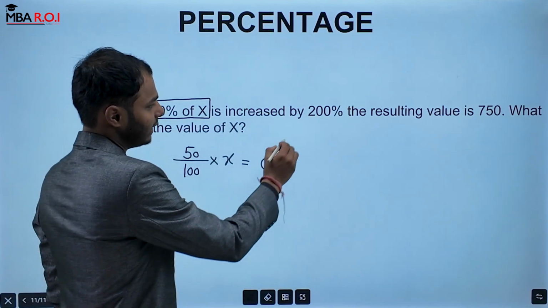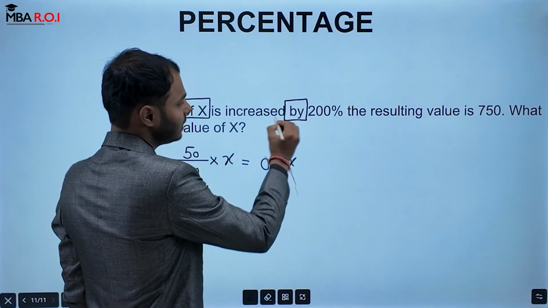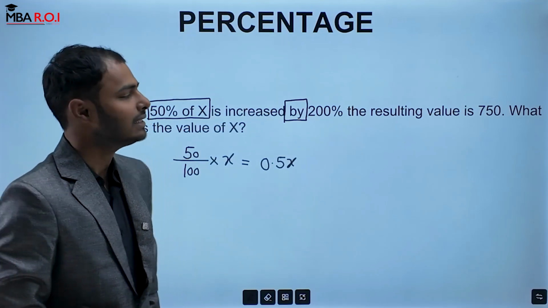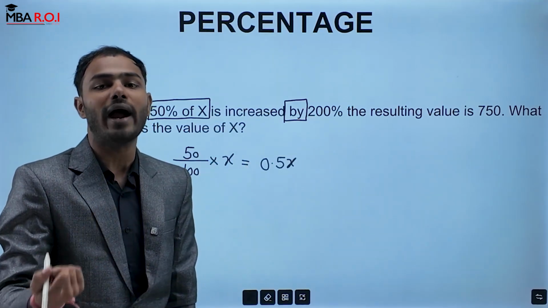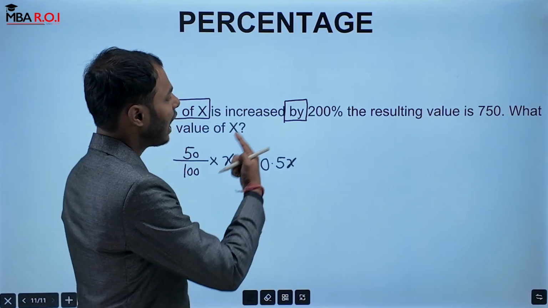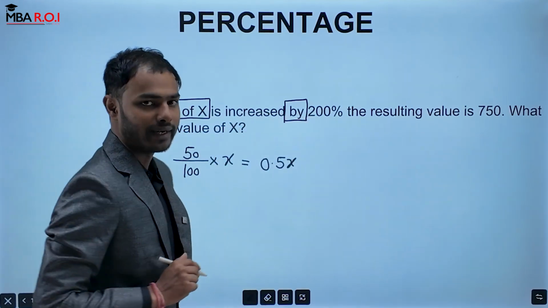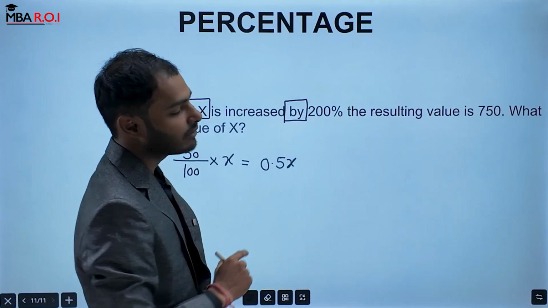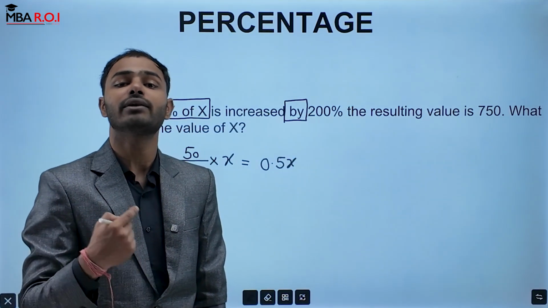Next, if you read further, then you will see "increased by". Increased by means that to the initial value we have to add. So what is the initial value? The initial value is 0.5x. How much do we have to add? We have to add 200%. And then it says the resulting value is how much? The resulting value is 750.